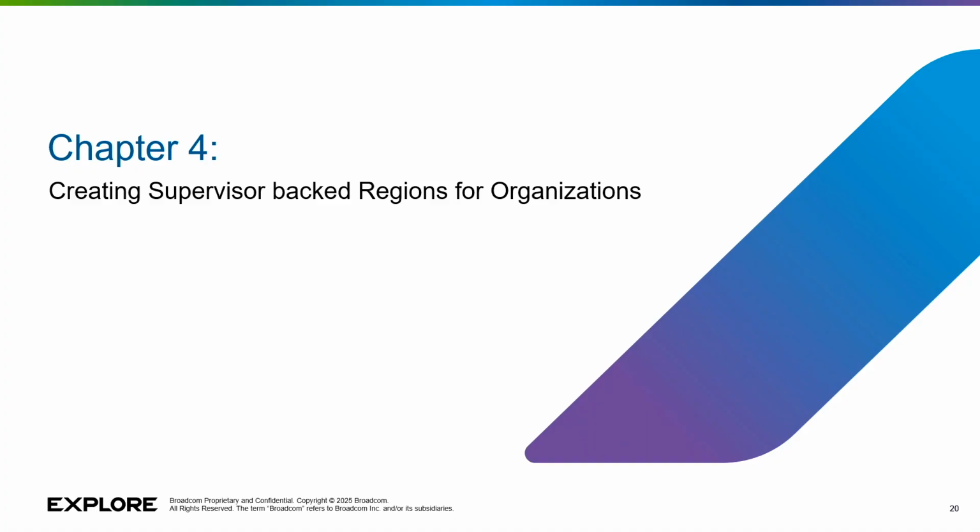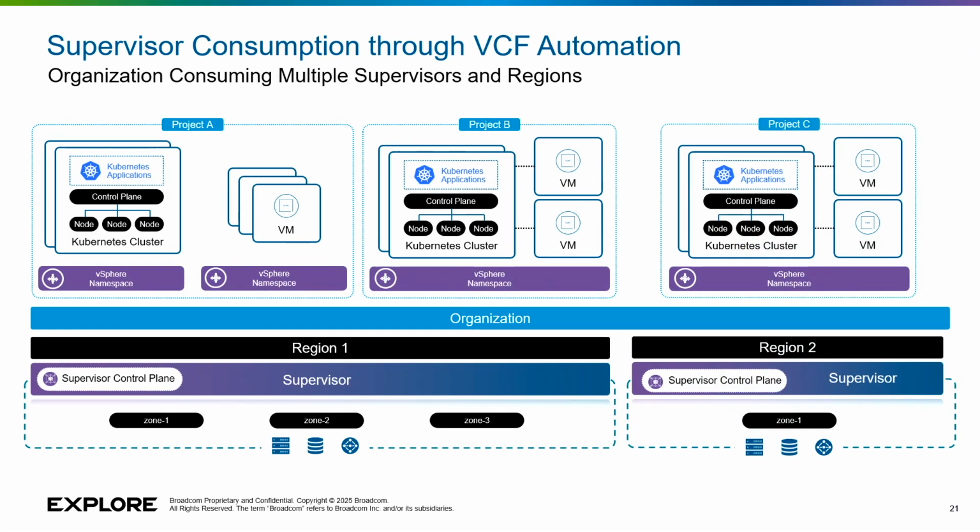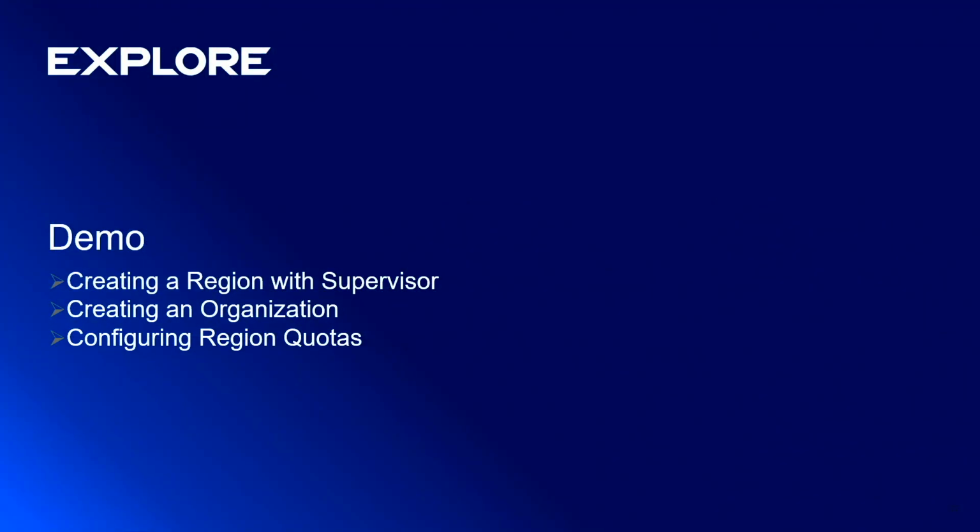Right, so now we've enabled supervisor. We need to expose it so we can start deploying our workloads. And the way we do it in VCF 9 is, as you have probably seen in other presentations, we now have built-in multi-tenancy in VCF directly, and we have concepts of these regions. What I really want to focus on here is the relationship of the region to supervisor to be able to start deploying these workloads. So we'll have a quick demo for that.